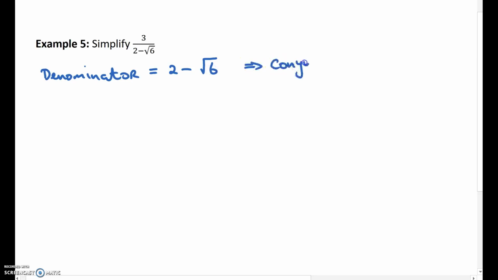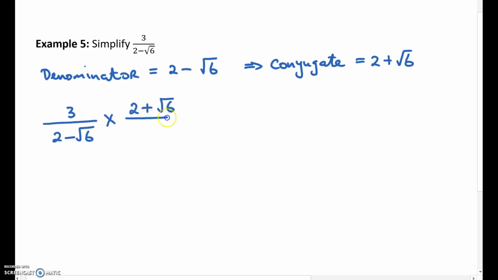What we do is we multiply by the conjugate of the bottom. Okay, so the denominator is 2 minus root 6, which means the conjugate is 2 plus root 6. So we're going to multiply the top and bottom of the original fraction by the conjugate of the denominator.